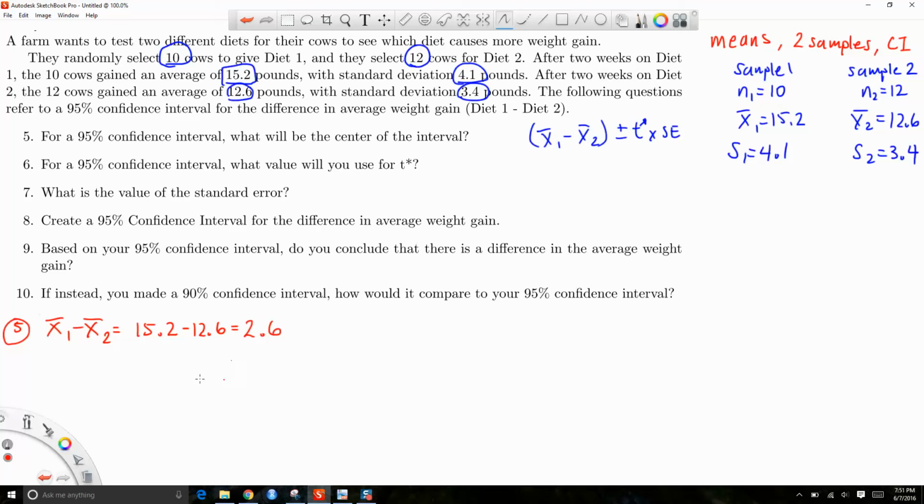Okay. Number 6, what value do we use for t star? Okay, so we have to figure out our degrees of freedom, and we're going to use n minus 1 degrees of freedom, and our smaller n is 10, so degrees of freedom is n minus 1. Using the smaller n, we have 10 minus 1, so we have 9 degrees of freedom. Okay, 9 degrees of freedom, and at 95% confidence, our t star is going to be 2.262.